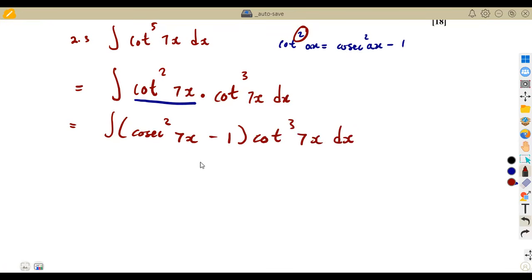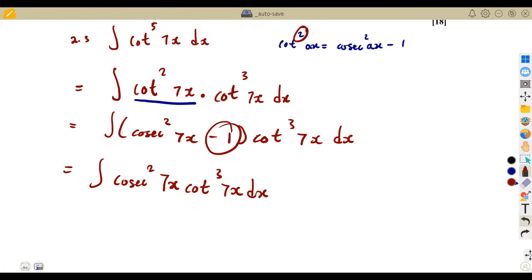So remember, what are we supposed to do? You're supposed to expand the brackets, all right? We expand this, we multiply by cot inside. So on this side, it is going to be the integral of cosec squared 7x and also a cot. So this will be cot to the exponent of 3 7x with respect to x. Then there's a minus 1 times this. So we're going to write this as minus outside of the integral. Then it's just cot to the exponent of 3 7x with respect to x.